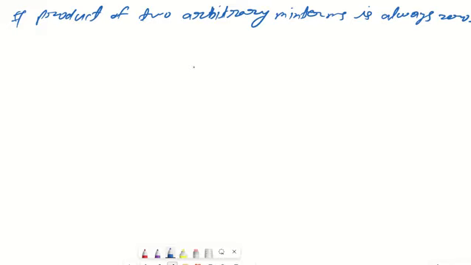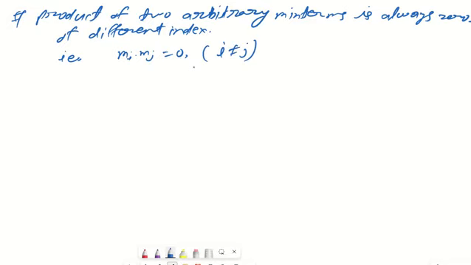What does it mean? Of different index, that is for sure. So you have to take care of different index, like it should not be the same index, and you are multiplying them and it is going to be 0, not possible. So for example, what I mean to tell you is, let us say mi into mj is going to be 0 only when i is not equal to j.